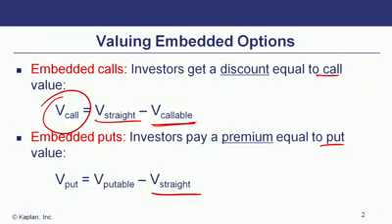So the value of the callable bond is the value of a straight bond minus the value of the embedded call.